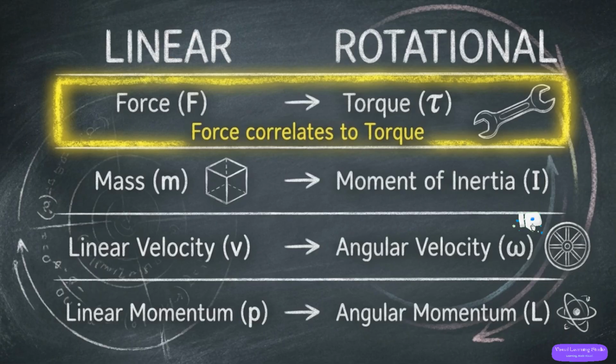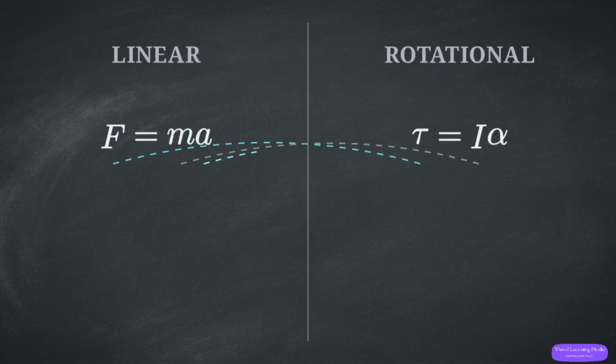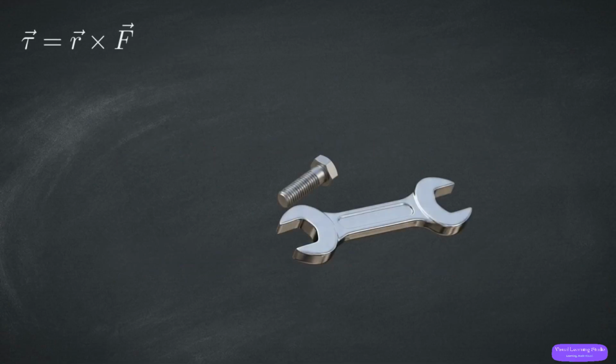Force correlates to torque. Mass translates to moment of inertia. Linear velocity corresponds to angular velocity, and momentum maps to angular momentum. Using these variables allows us to analyze complex rotating systems by applying the same logical structures we use in linear physics. This diagram shows how torque functions as a cross product.